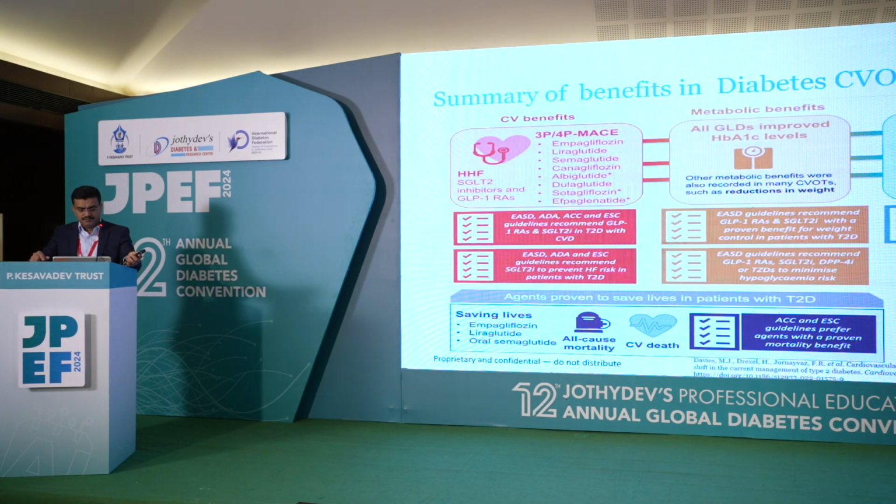So coming to the summary of benefits in the diabetes CVOTs in the CRM axis, for the CV benefits and heart failure, we know that SGLT2 inhibitors and GLP-1 receptor agonists are beneficial. The 3-point MACE benefit has been seen with empagliflozin, liraglutide, semaglutide, canagliflozin, albiglutide, dulaglutide, sotagliflozin, efpeglenatide. Metabolic benefits: all glucose lowering drugs improve A1C levels. Renal benefits: all SGLT2 inhibitors except sotagliflozin, and dulaglutide, have a beneficial effect. Albuminuria: all SGLT2 inhibitors except sotagliflozin have an effect. So, agents proven to save lives in patients with type 2 diabetes are empagliflozin, liraglutide, and oral semaglutide, all of which produce a reduction in all-cause mortality and CV death.